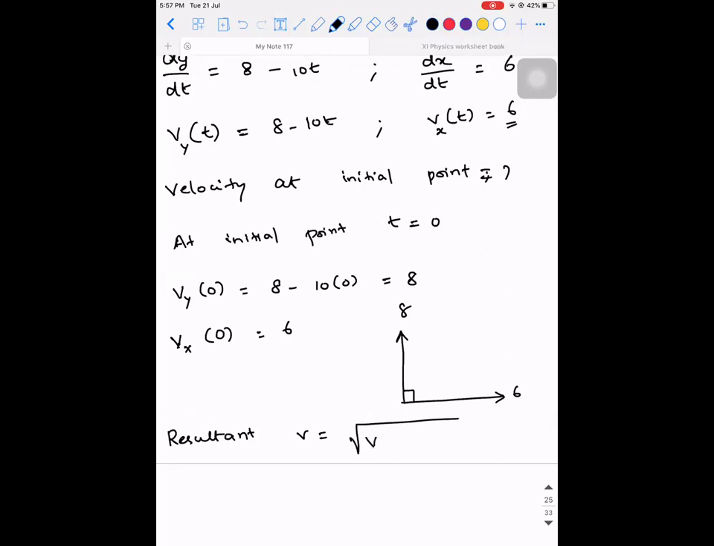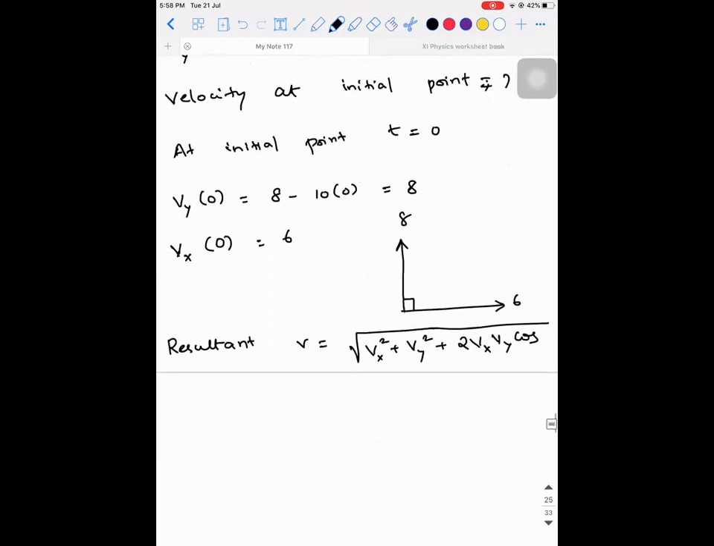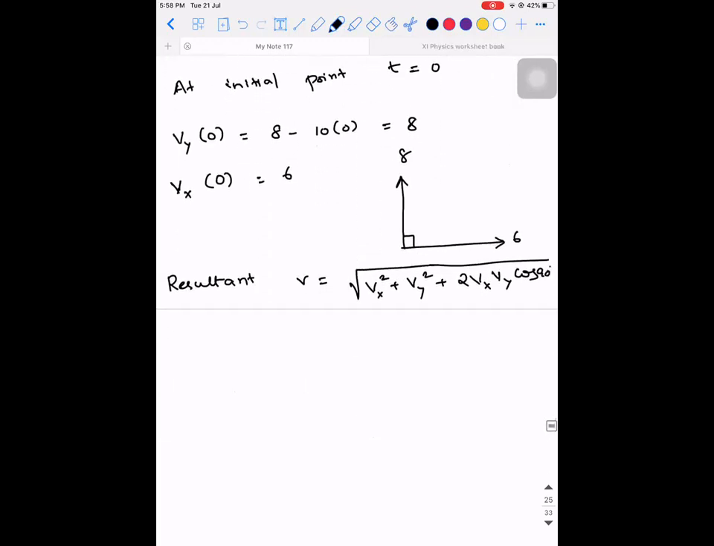Resultant velocity will be root of Vx square plus Vy square plus 2 into Vx into Vy cos of how much angle? What is the angle between these two? 90. So Vx square plus Vy square plus 2 Vx Vy cos 90. Cos 90 is going to be 0. So V will be equal to root of 8 square plus 6 square. I swapped and wrote it. So it is root of 64 plus 36.